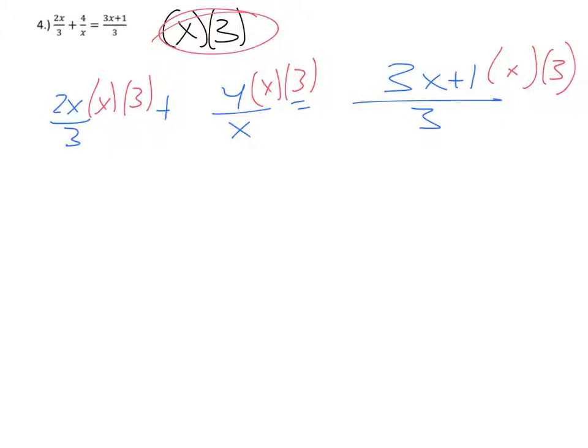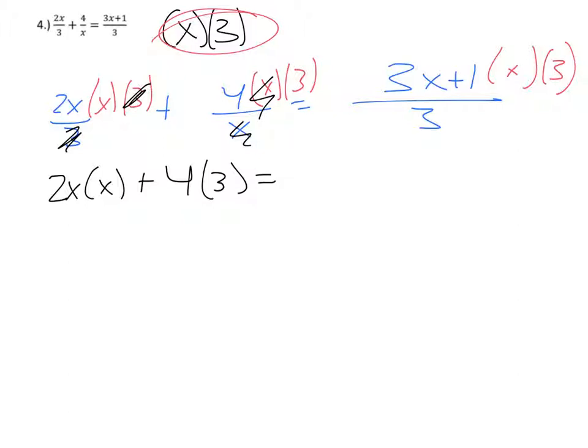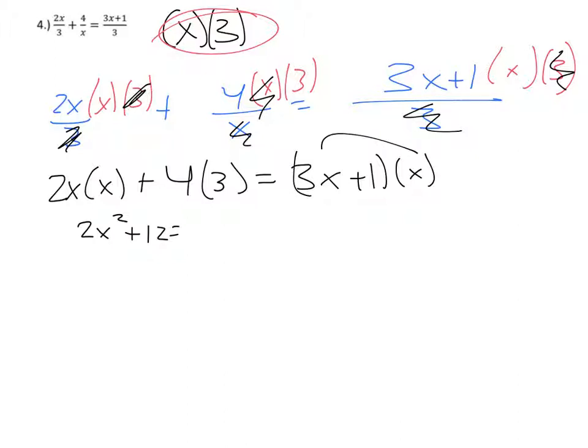And now we're going to go ahead and do some canceling. On the first piece, we see that our 3's will cancel. So we're going to have 2x times x plus, on the second one, we'll see that our x's cancel. So we have 4 times 3 equals, on the last one, our 3's will cancel. So we have 3x plus 1 times x. So 2x times x is going to be 2x squared. 4 times 3 is going to give us 12. And then here we have to distribute on the right-hand side, so we end up with 3x squared plus x.